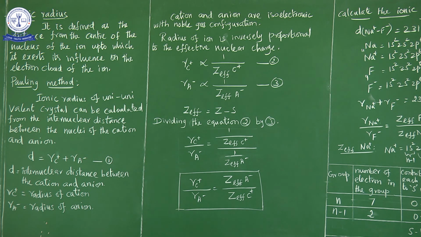When two atoms combine to form a molecule, each atom has a nucleus. So center of the nucleus possess பண்ணிருக்கோம். So the distance between the center of the two nuclei, because the two atoms are combined to form a molecule. So in ionic radius, the distance between the nuclei of the cation and anion, because the molecule consists of the cation and anion. So from the internuclear distance between the nuclei of the cation and the nuclei of the anion, we calculate the ionic radius. So Pauling calculated the ionic radius of univalent crystals.